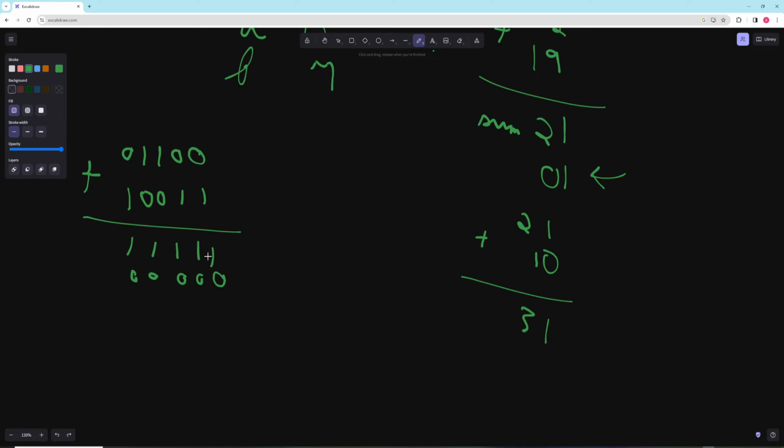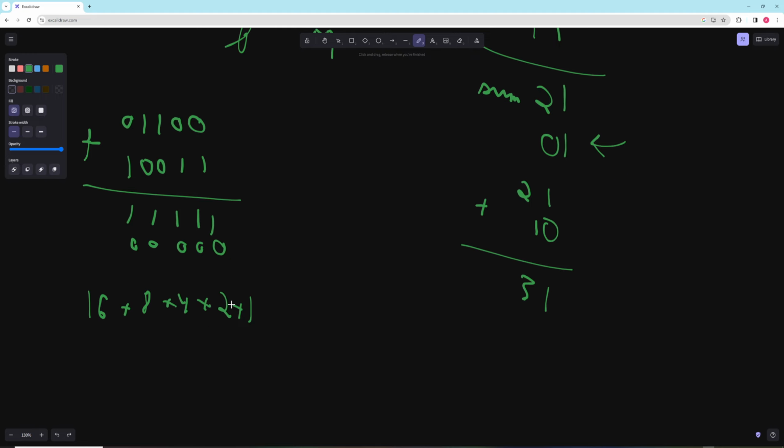And let's figure out what this number is, right? So we have 16. This is 8. This is 4. This is 2. So this is 24, 28, 31. So that is correct. Now let's try another number, and hopefully we get some carry bits.